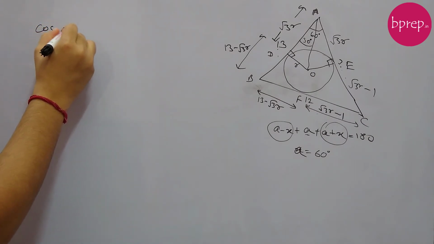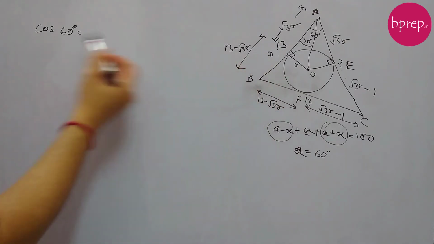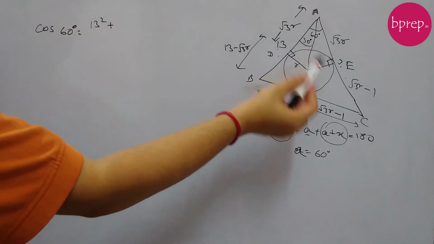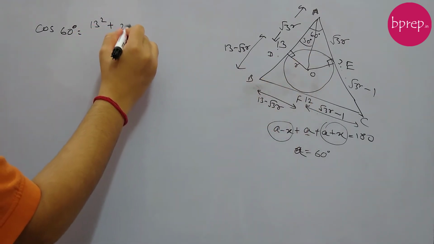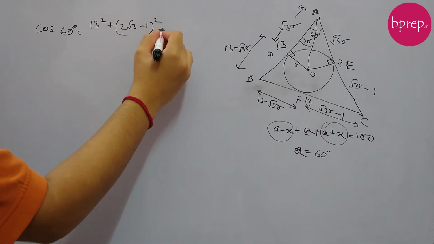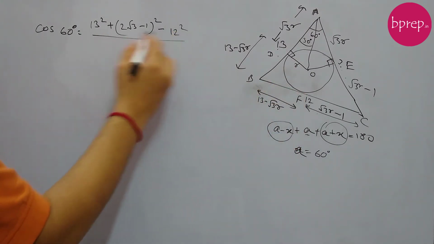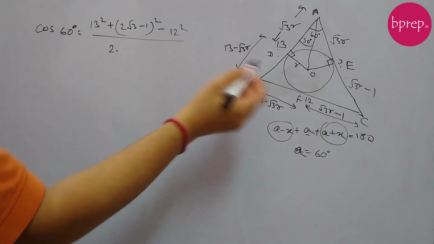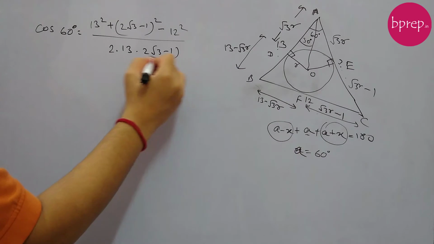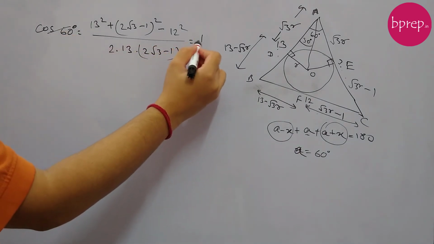Cos 60 will be equal to 13 square plus 2 root 3 minus 1 whole square, minus the opposite side 12 square, by 2 into BC, 13 into 2 root 3 minus 1. So what is cos 60? Cos 60 is nothing but 1 by 2, right?